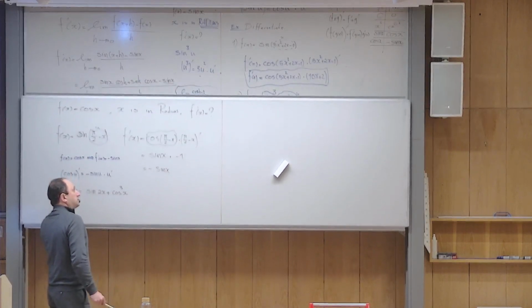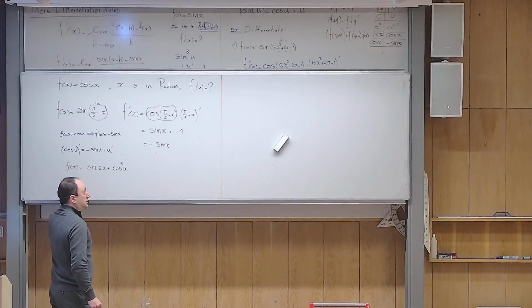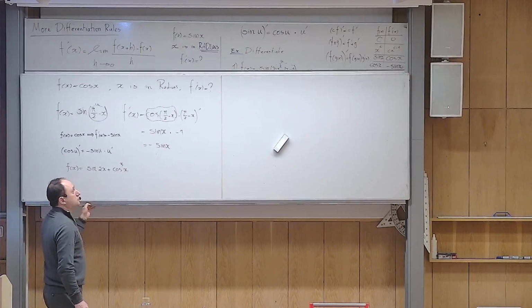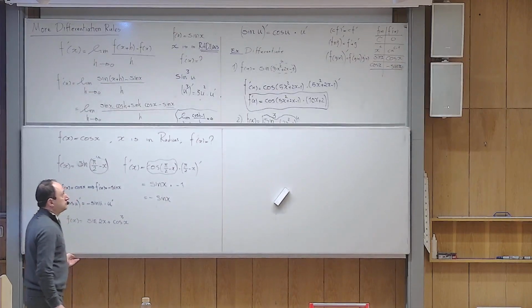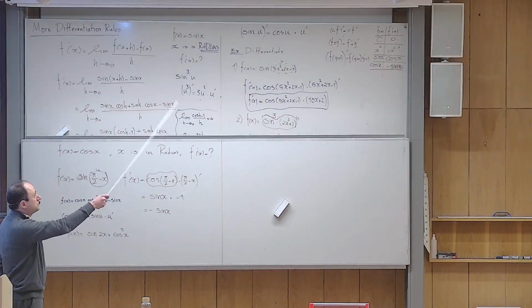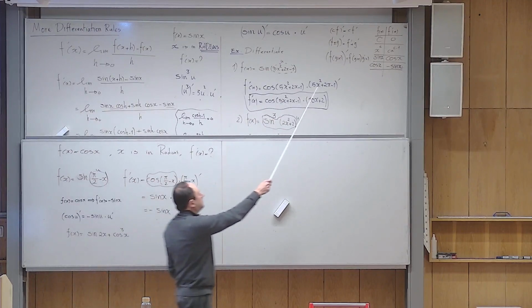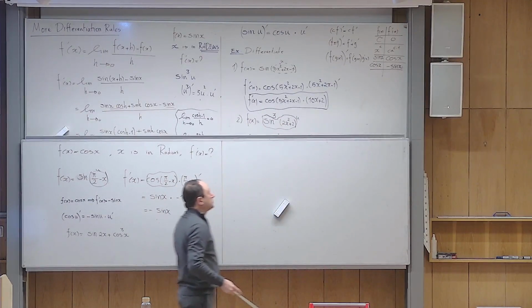Yes, let me put this a little bit over. So which of these rules is important right now? The table or these formulas here? Which one do I use first?